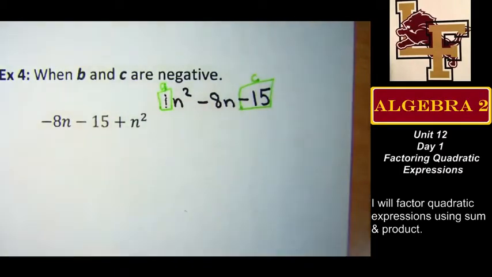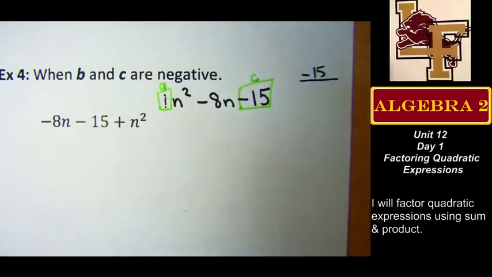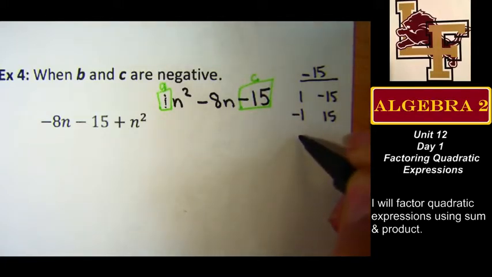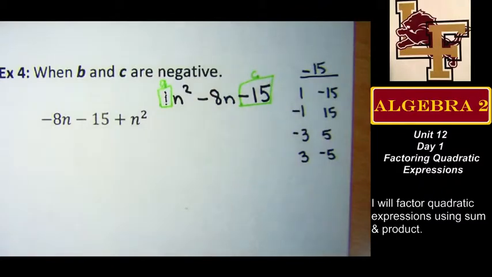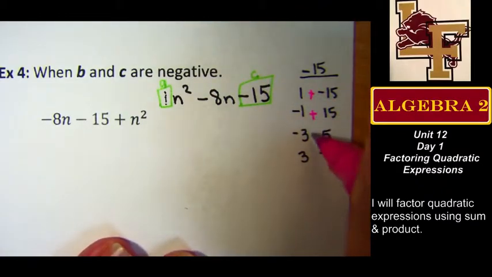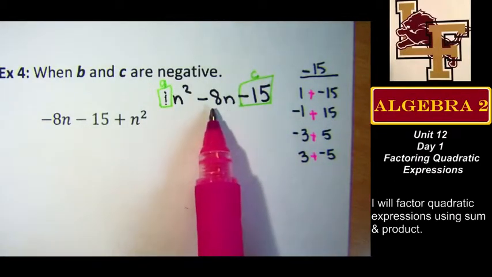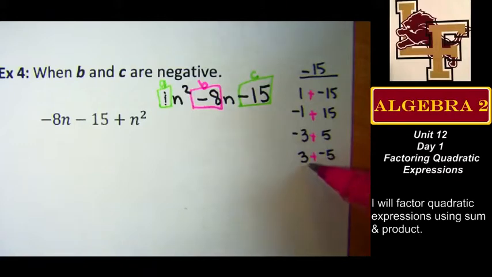What is the value of this A times this C? Negative 15. And now I'm looking for factor pairs of negative 15. 1 and negative 15. Negative 1 and positive 15. Negative 3 and positive 5. Beautiful. Now I want to know which one of these, when added together, give me a negative 8, because that's what I was given as B. Negative 5 plus 5. Negative 3, negative 5 plus positive 3? Oh, yeah, that one doesn't work.